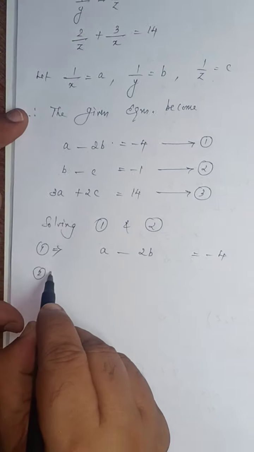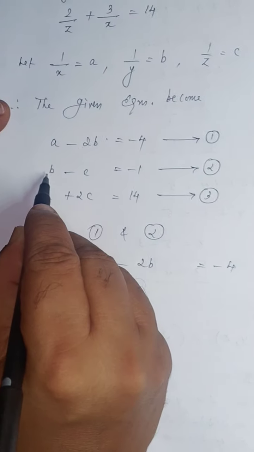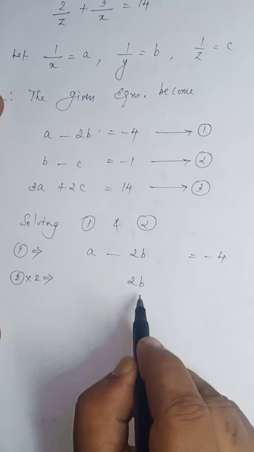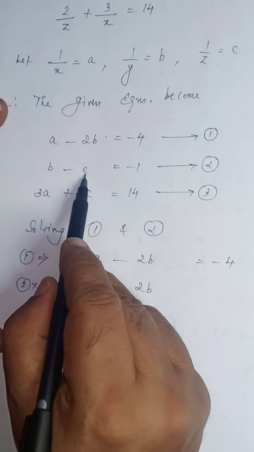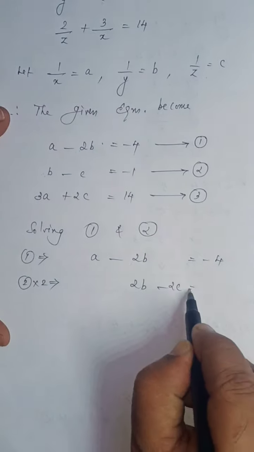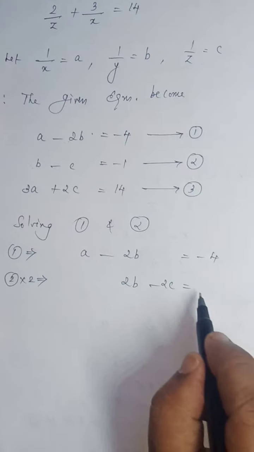Second equation I am going to multiply it by 2. No a at all, b. So multiply by 2, 2b. You write 2b over here, opposite to b. If you multiply minus c with 2, you will be getting minus 2c. Minus 2c, that is equal to, here also you have to multiply it by 2. Minus 1 into 2 is minus 2.